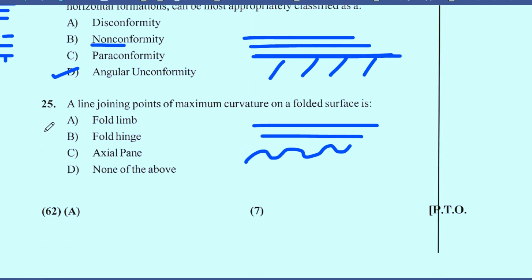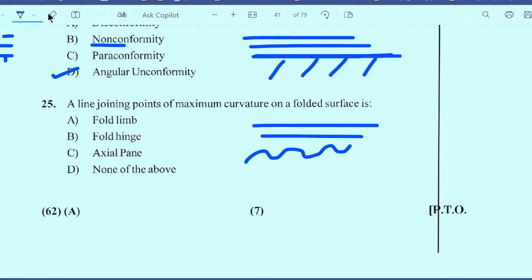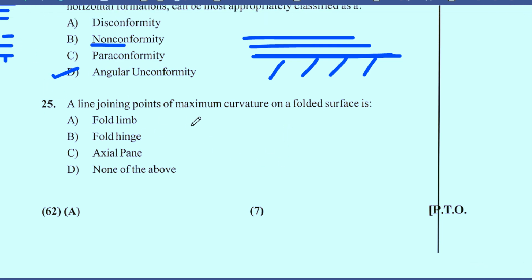Next question, the 25th one, is a line joining points of maximum curvature. Suppose this is our fold. Maximum curvature is here. We call it the fold hinge. And where it is at maximum height, we call it the crest. Our option is fold hinge, maximum curvature.